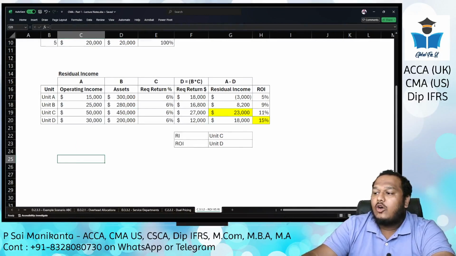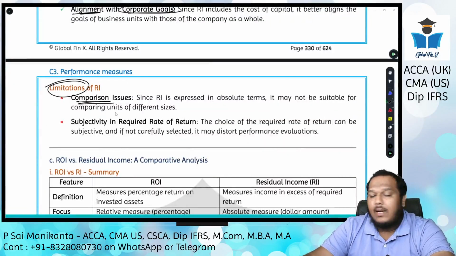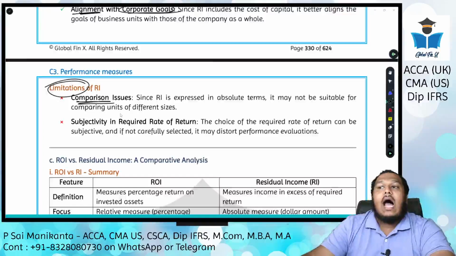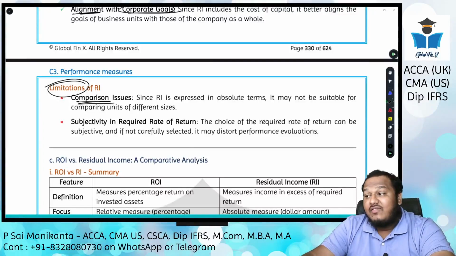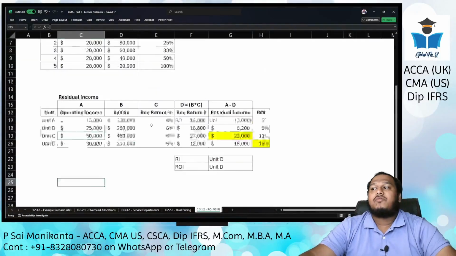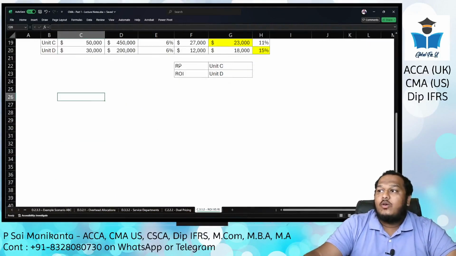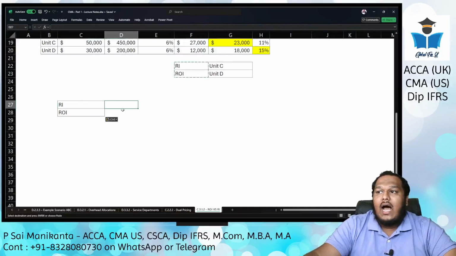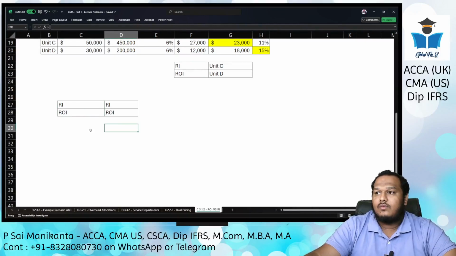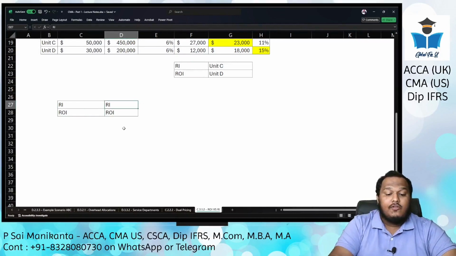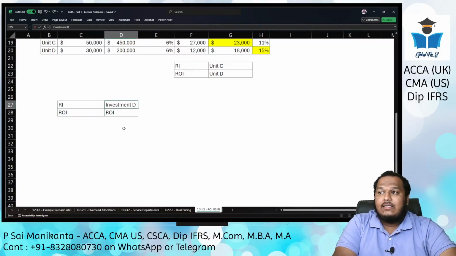So RI cannot be used for comparison. You cannot compare two units. RI can be used for investment decisions. ROI can be used for comparison. So if I just put it here, where do I use RI and ROI? RI is useful for investment decisions. ROI is useful for performance evaluation.